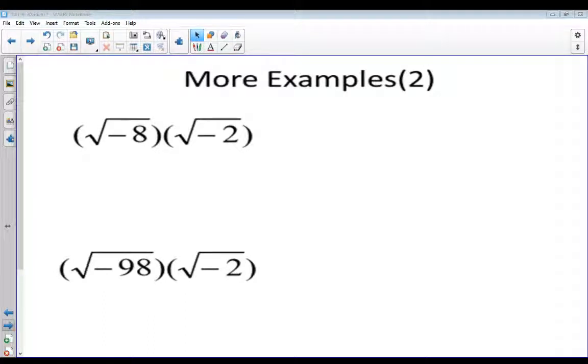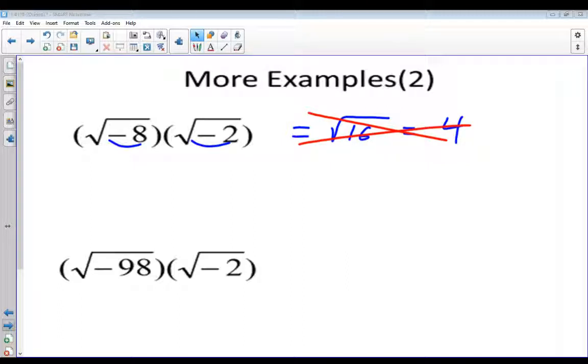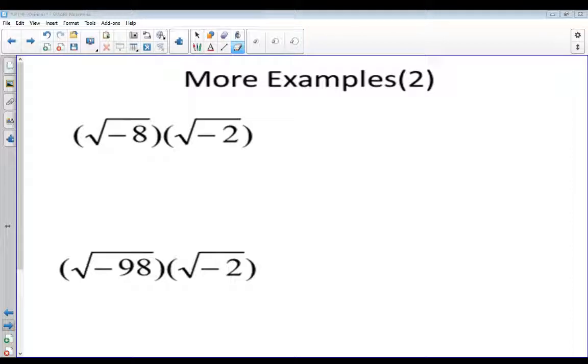So let's say you have two negative roots and you have to multiply them. Now, I do need to give you a warning real quick. I've had a lot of students say, oh, I can just multiply the negative 8 and the negative 2 to get positive 16, and then that just becomes 4. Sadly, that is not the case. That is not how it works. What we have to do instead is first rewrite negative 8 and negative 2 as imaginary numbers.